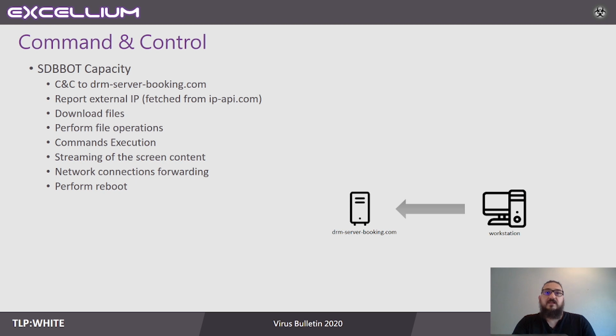Well, it's a backdoor. It uses, in our case, one command and control. It fetches the external IP and reports it once launched. It uses a proprietary communication, so it's not HTTP, it's not HTTPS, it's a binary connection. It is able to download files. You may perform file operations: add, remove, create a folder, read a file, and so on. You may execute commands and stream the screen, and also, we think it was heavily used for forwarding TCP connections.